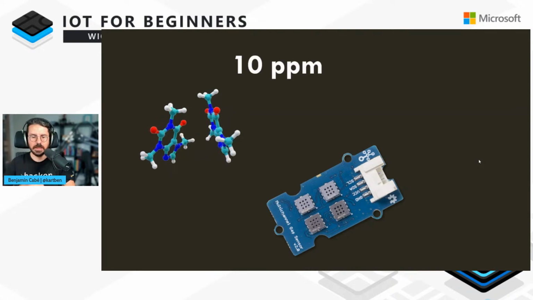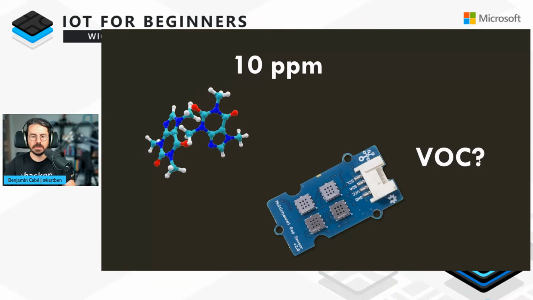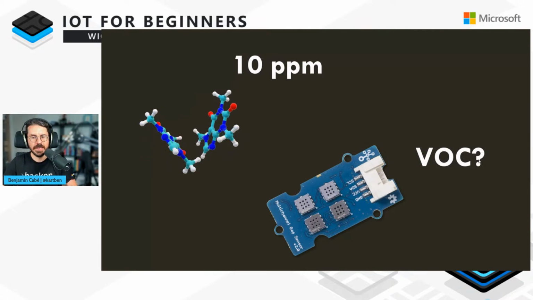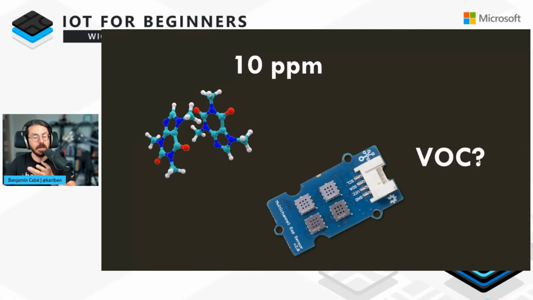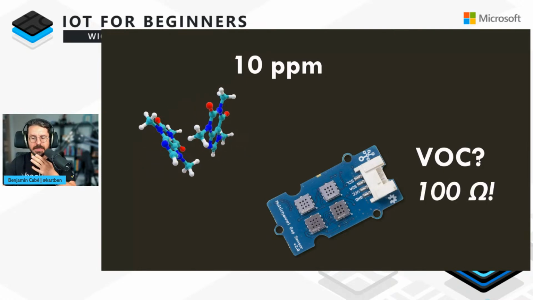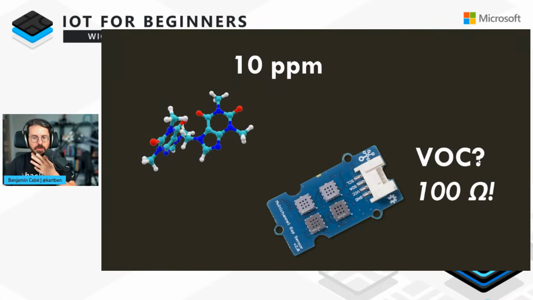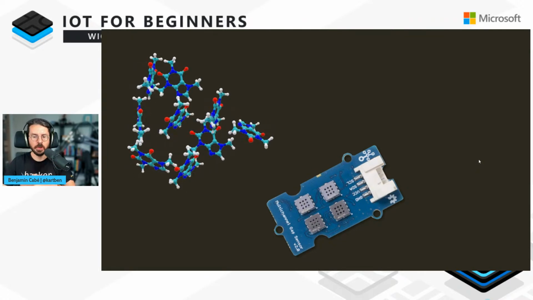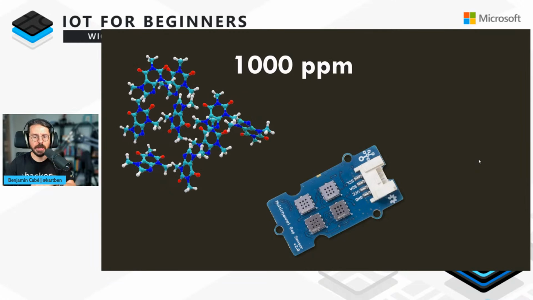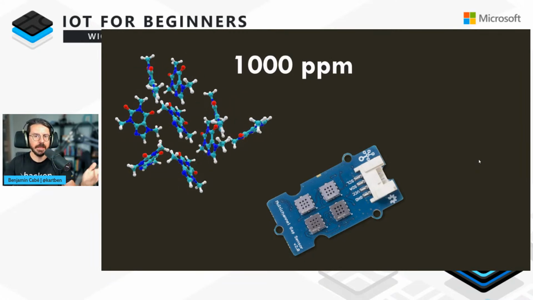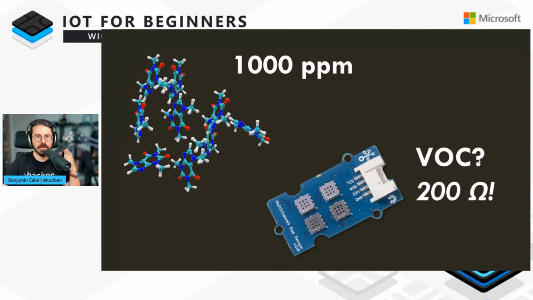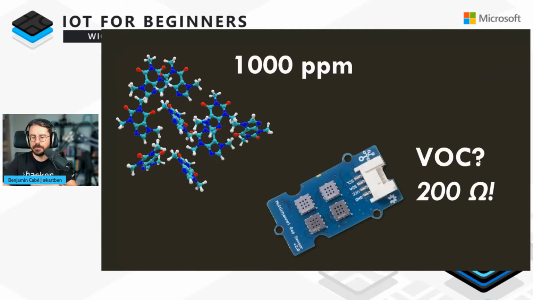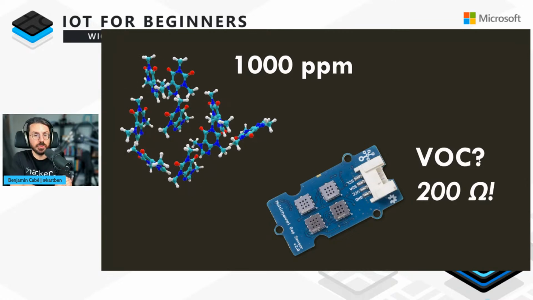So for things like volatile organic compounds, as per the data sheet of the sensor, maybe 10 parts per million of volatile organic compounds will register as 100 ohms on the sensor, whereas having way more VOCs in the air, say 1,000 ppm, might mean that we have a resistance of 200 ohms, right?